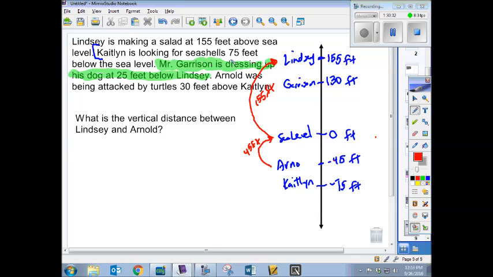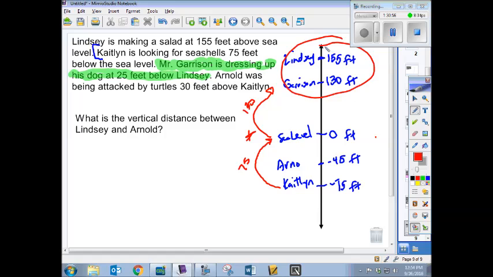Okay. What's the vertical distance between Mr. Garrison and Caitlin? How far is Caitlin going to have to travel just to get up to dress up her dog? 75 feet. How much farther is she going to have to travel to get to me? So we're going to add those, right? Now, if I'm trying to figure out the vertical distance between Lindsay and Mr. Garrison, what am I going to do? Subtract. Same side, subtract. Across, add. And you're adding or subtracting the absolute values. Everybody got that? Okay.